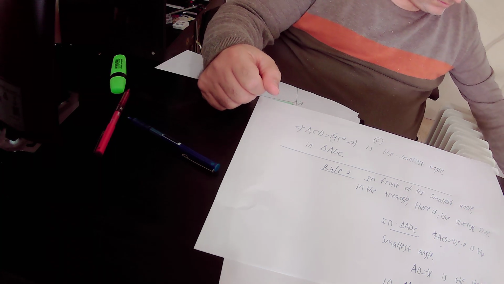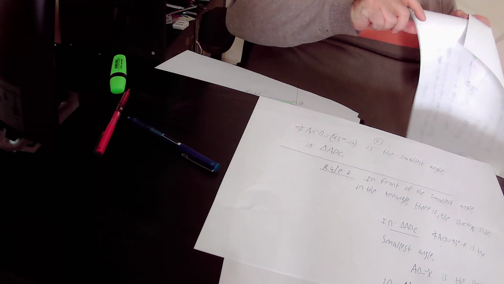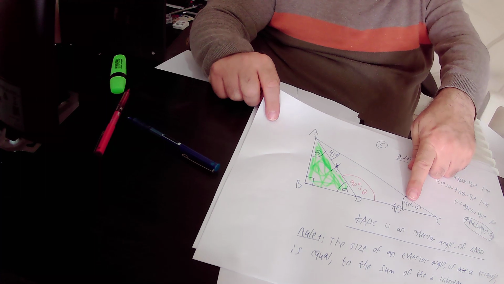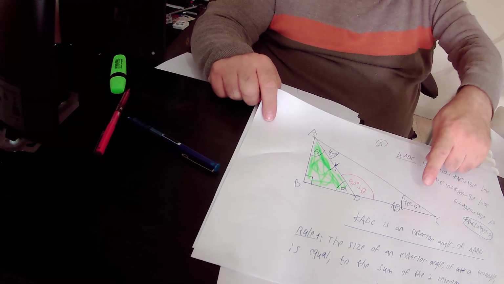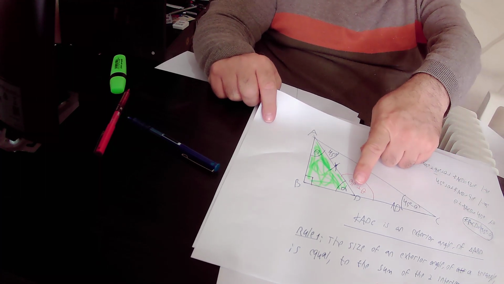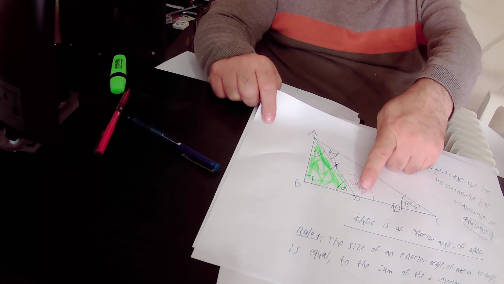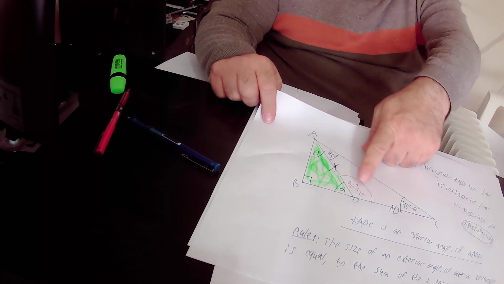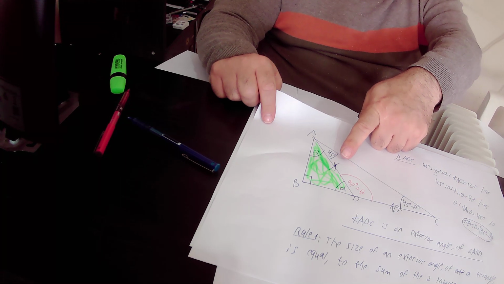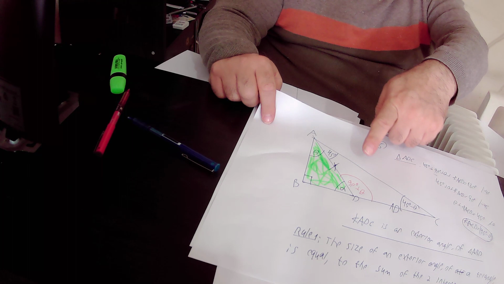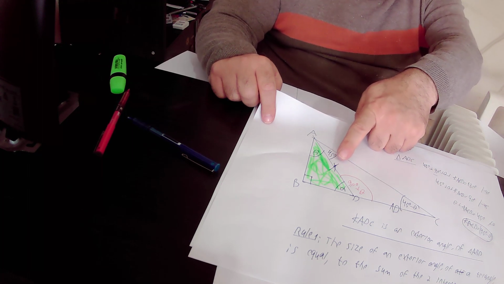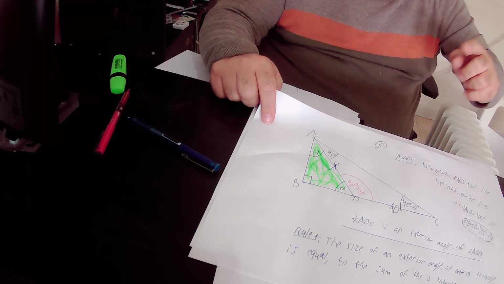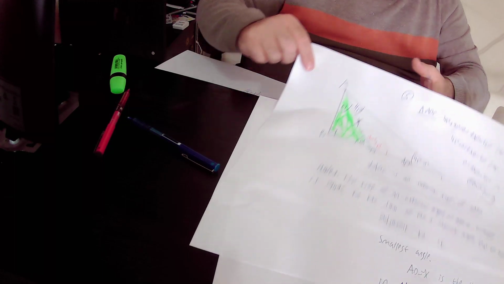So here, it means that in front of this smallest angle in triangle ADC, there is side AD that is equal to X. So according to rule number two, side AD, which is equal to X, is the shortest side in triangle ADC. That is to say, AD, which is equal to X, is less than 10 units because it is the shortest side.